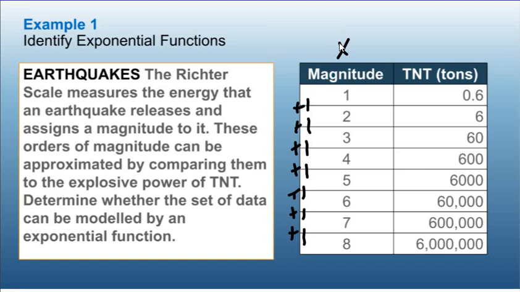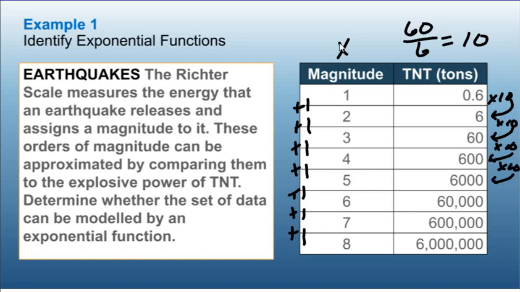Now, to determine if it's got a common ratio, I'm going to pick a y value. I'm going to pick 60. And then I'll have to divide it by the previous one, which is 6. 60 divided by 6 is 10. So that means if I were to multiply every y value by 10, I should get the next value below it. So if I did 0.06 times 10, I should get 0.6. And then if I multiply that by 10, I should get 6, then 60. 60 times 10 should give me 600. 600 times 10 should give me 6,000. And you'll notice that I'm just adding a 0 each time, which means I'm multiplying by 10 each time.